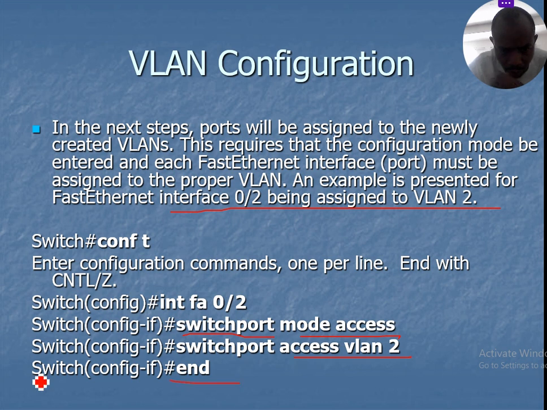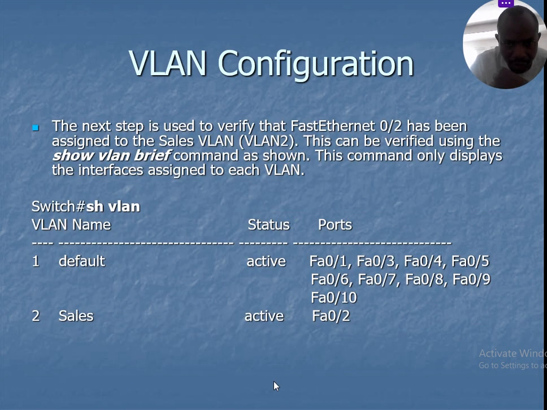Then you say switch config interface hashtag end. If you want to exit, you can put the exit command in the interface. Then you type show VLAN, and it will show you what you have done. The first one is the default one. The second one, you run only one interface, one port. So you see it's showing the port that you've just put in VLAN 2, which is sales.